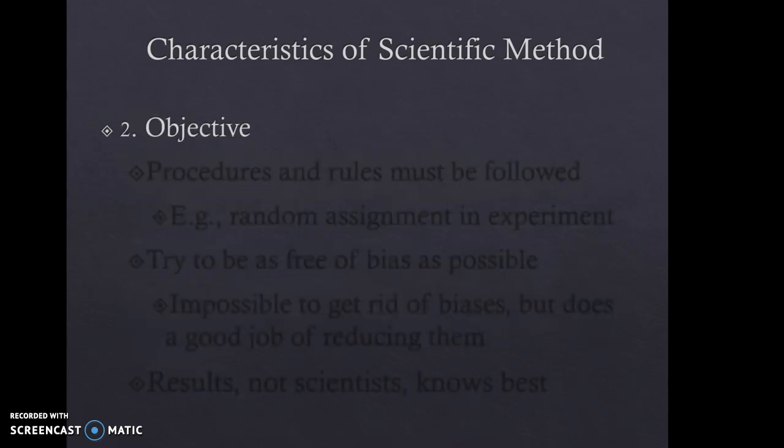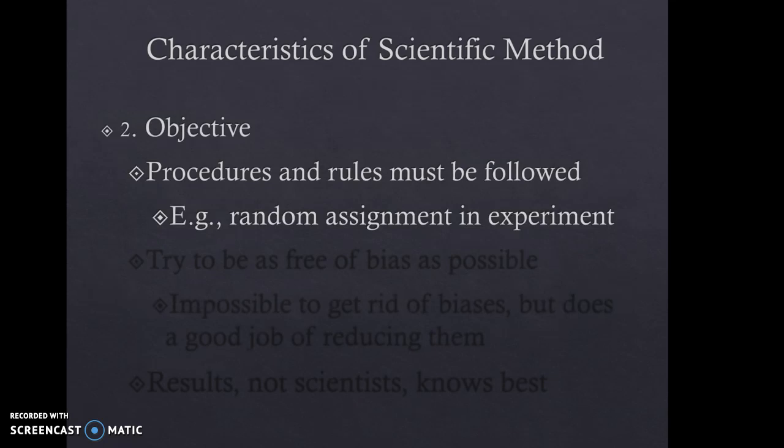Next, the scientific method is supposed to be very objective. We have procedures, rules that must be followed. Let's say we're doing an experiment on a new drug, we separate people into two groups. One takes the placebo, one takes the drug. Of course, as the person who designed the drug, he or she would want to see that those people receiving the drug get better faster. But to guarantee that the procedure is objective, we have to use random assignment.